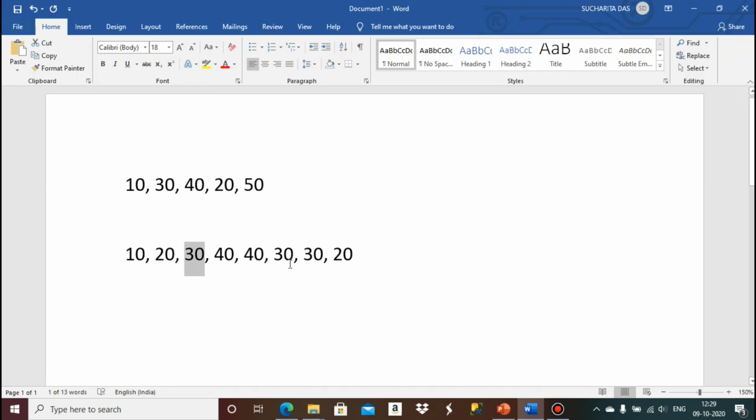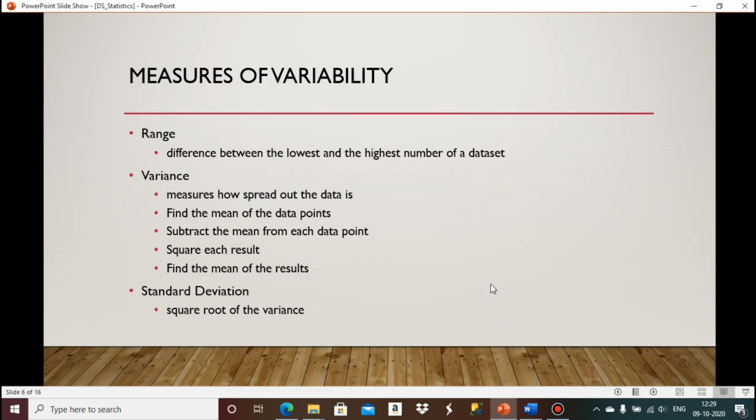So if you go back to our data set, what will be the range? Here first of all I have to find the lowest value, that is 10. I have to find the highest value, that is 40. So the range will be 40 minus 10, that is the range of this data set.